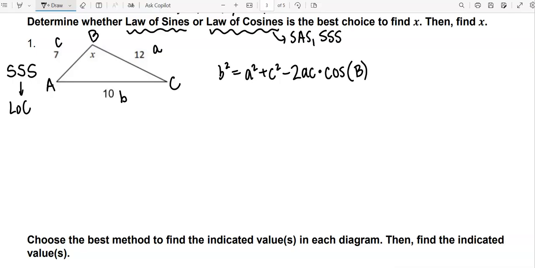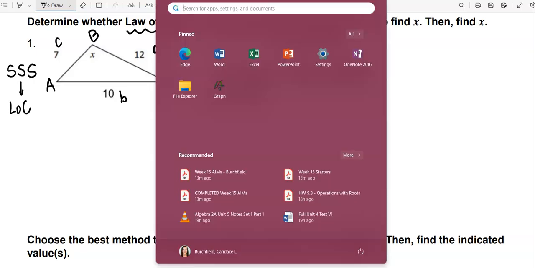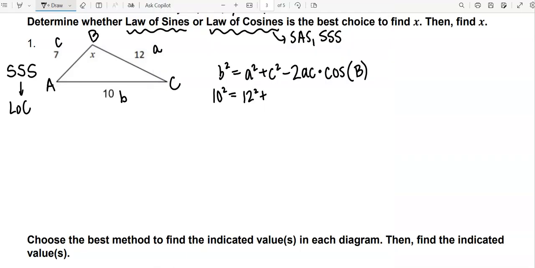What is little b? 10. So we'll have 10 squared is equal to, what's little a? 12 squared plus little c. 7 squared minus 2 times a was 12 times c was 7 times cosine of big B is the one that we don't know.